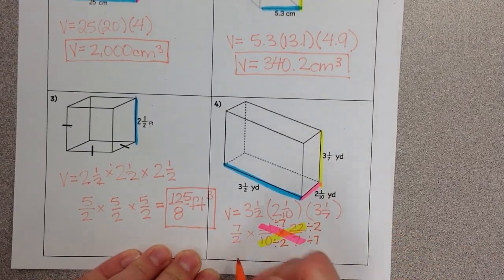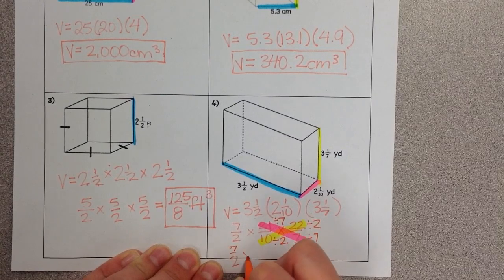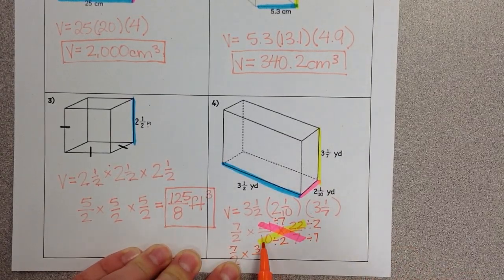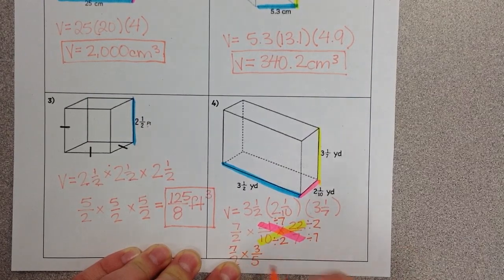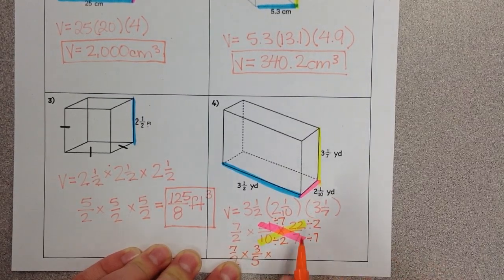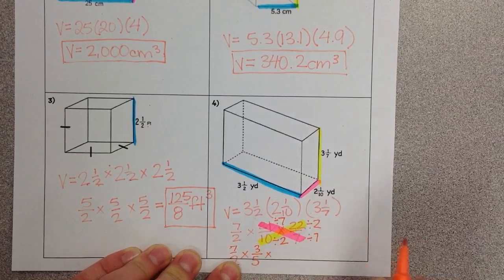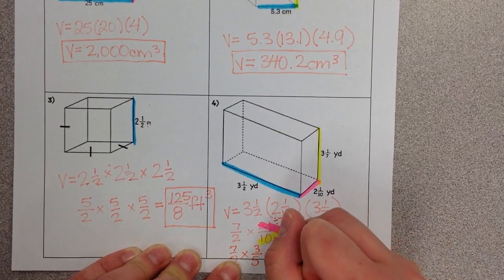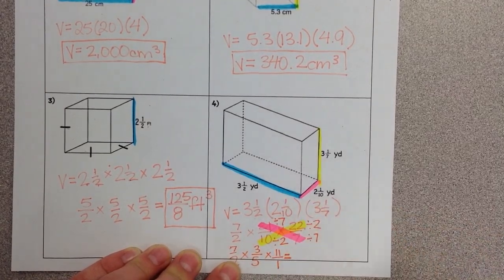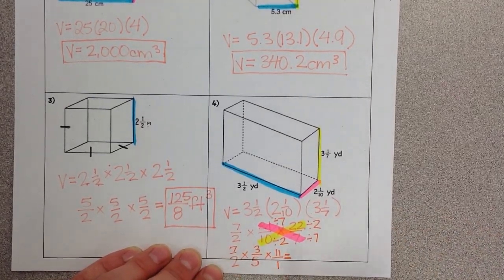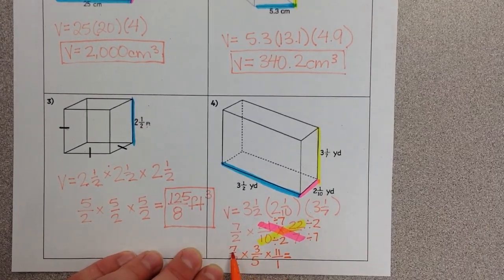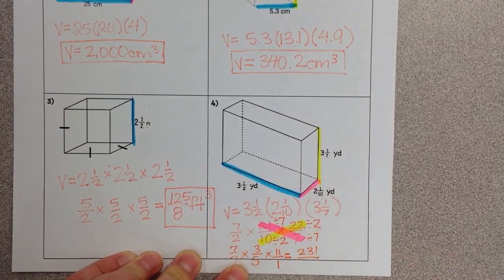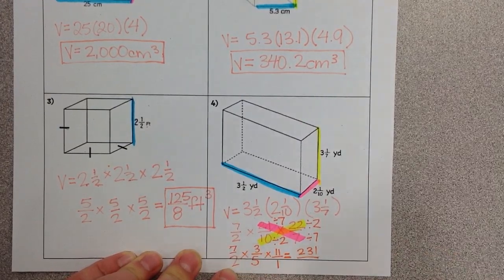So now I'm going to have 7/2 times, if I do 21 divided by 7, 3. 10 divided by 2 is 5, so I have 3/5. And then times, if I simplify this, 22 divided by 2 is 11. 7 divided by 7 is 1. So now this is a lot easier to multiply since it's simplified already. So I have 7 times 3 times 11, which is 231, and 2 times 5 times 1 is 10.